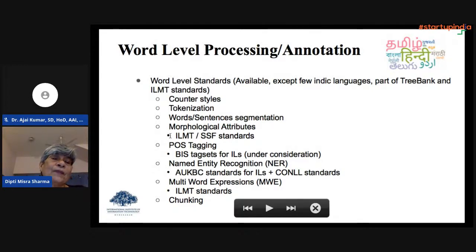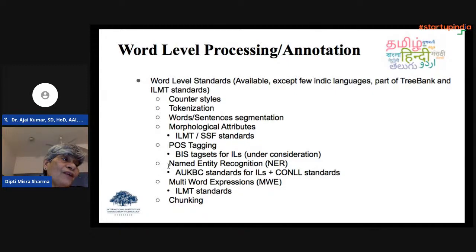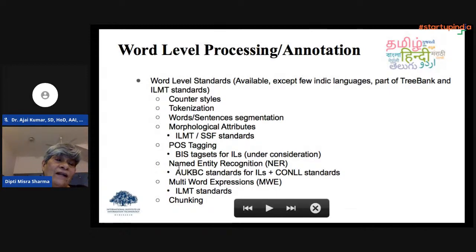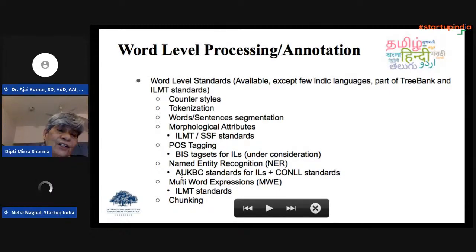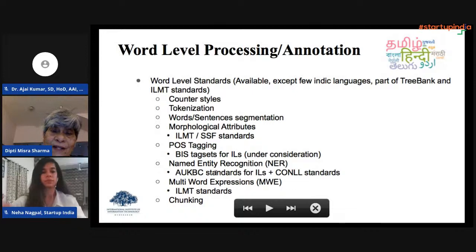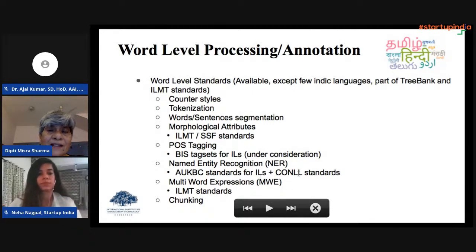So for that, then morphological attributes, then part of speech tagging. Named entity recognition is a very major module or component for many NLP applications. And for this also, some standards were arrived at and they are available. AUKBC Chennai has it, and CoNLL standards are also being used.